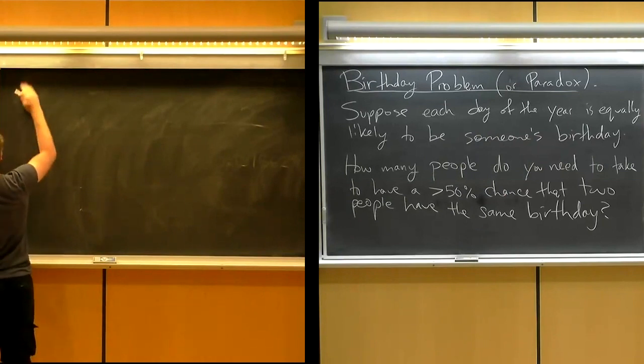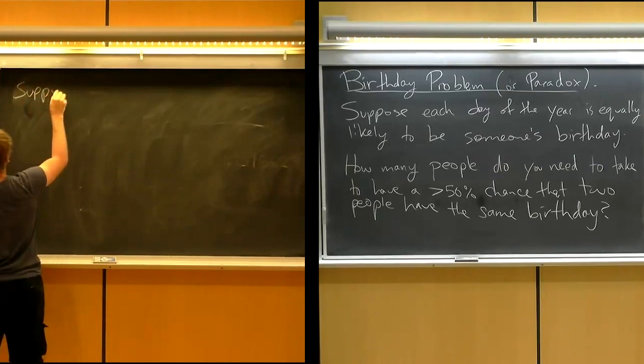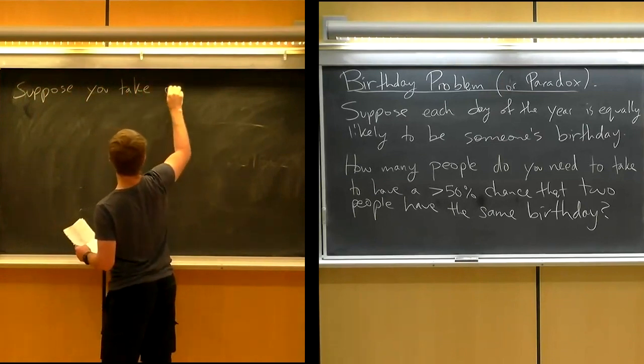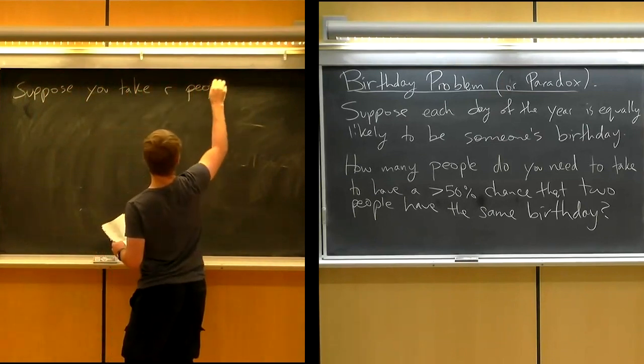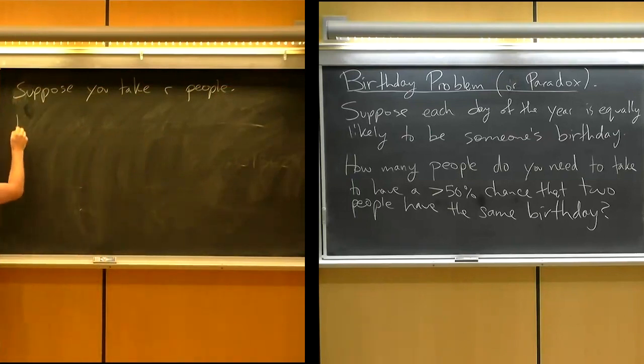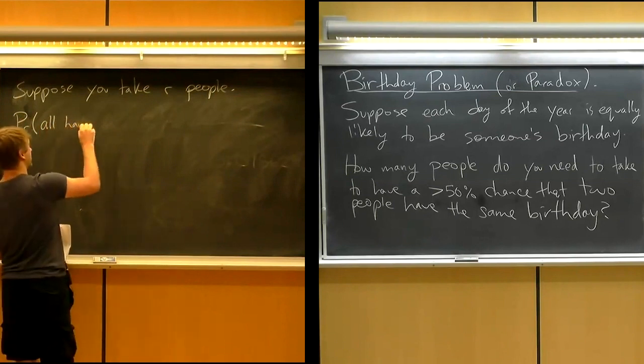So let's say, suppose you have R people. So R random people. What is the probability that they all have different birthdays?